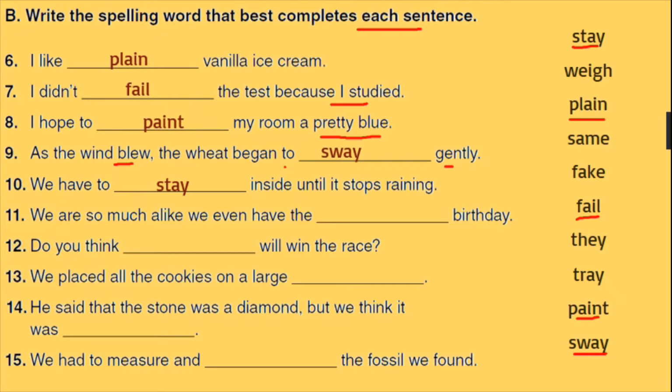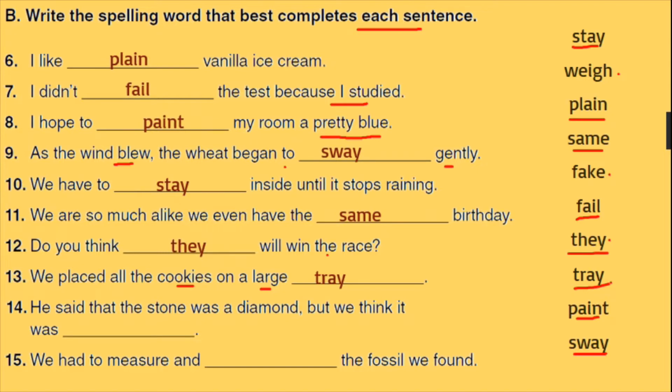We are so much alike, we even have the what birthday? Which word means alike? It is the word same. We have the same birthday. Do you think blank will win the race? Which word here? I have way or fake or they or tray. So here, do you think they will win the race? Number 13, we placed all the cookies on a large something that is used to hold food. It's the word tray. So I use the tray and they.